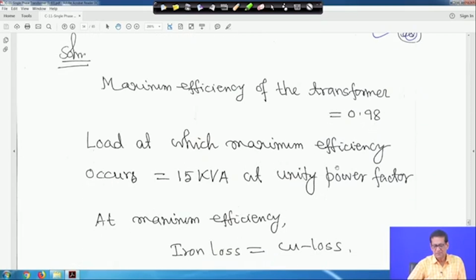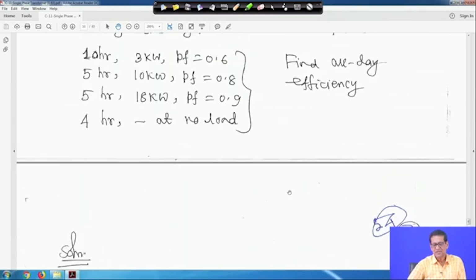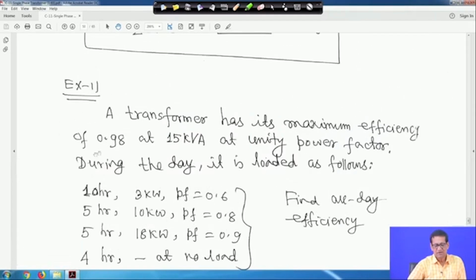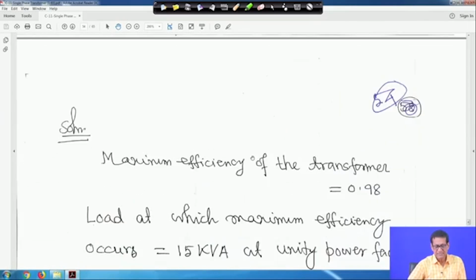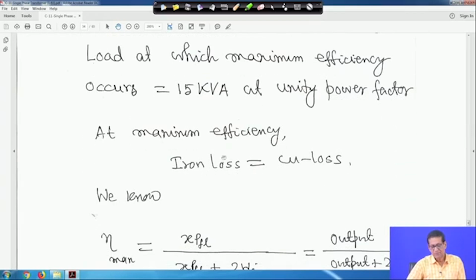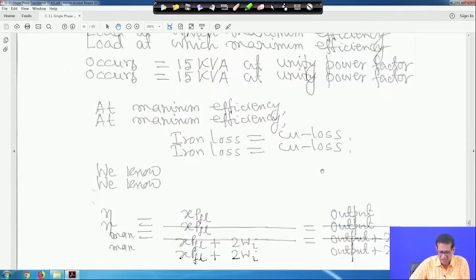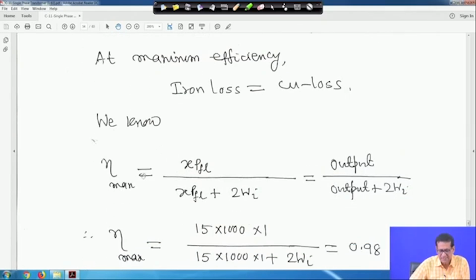Now, the load at which the maximum efficiency occurs is 15 kVA at unity power factor, that is given. That maximum efficiency of 0.98 at 15 kVA at unity power factor means that at maximum efficiency, iron loss is equal to copper loss, that we have derived. We know that for maximum efficiency, eta max is equal to x PFL upon x PFL plus 2 Wi, that we have derived, that is output by output plus 2 Wi.